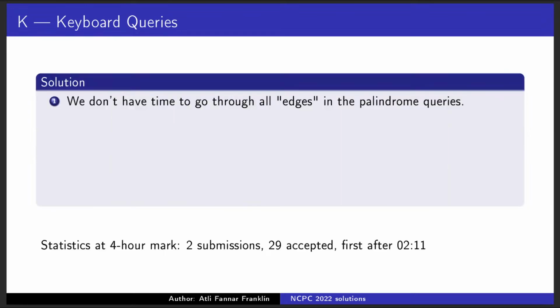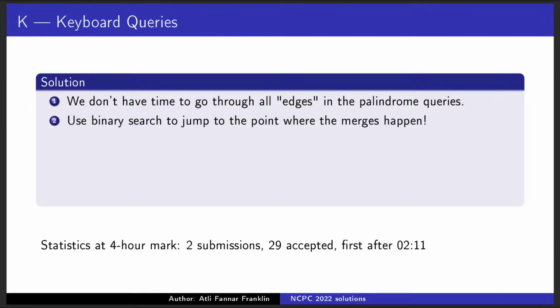We don't have time to go through all of these edges in all of these palindrome queries. There are way too many of them. We need to somehow skip a bunch of them. And the point is that we only care when a merge happens in the union find. When two characters are merged, even though they are already the same, we don't care. We don't even want to do it. So we can actually binary search to keep jumping to the point where merges happen, and you can use your segment tree inside of this binary search to find whether there is a merge that happens here or not.